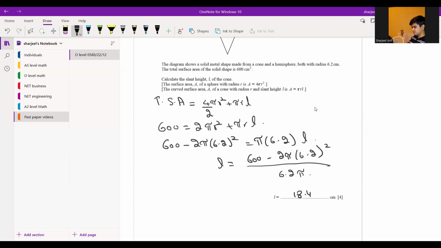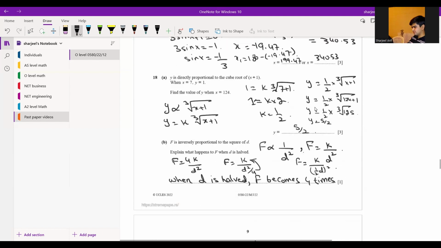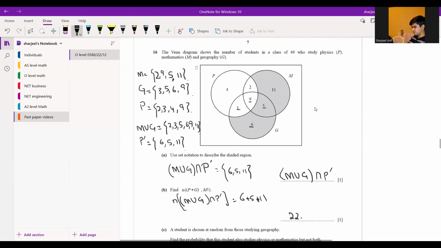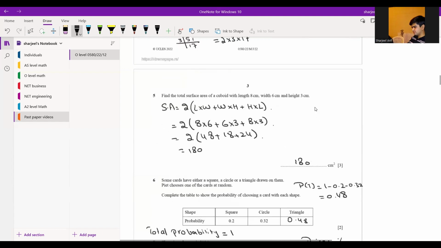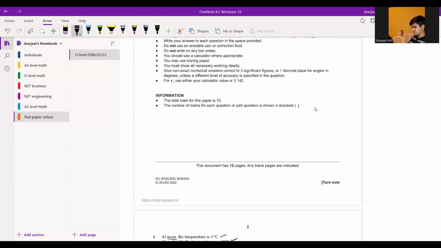So this was the whole paper 2 of IGCSE. I tried to explain all the questions and we have completed it within an hour. So just focus on the time as well.